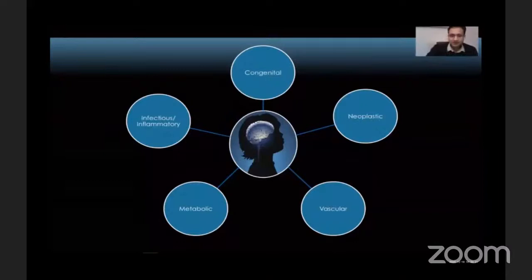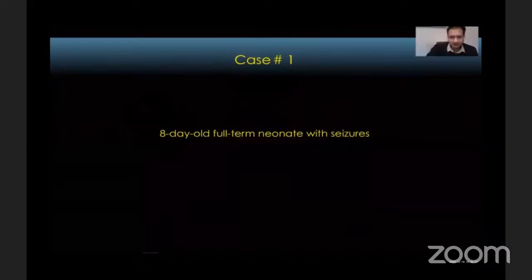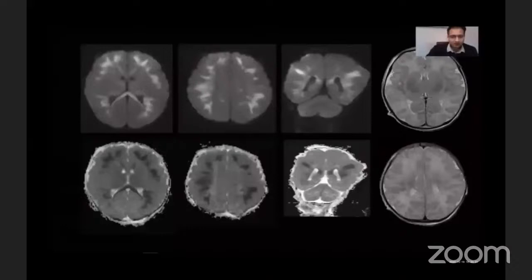So let's get started. The first case is an 8-day-old full-term neonate who presented with seizures. On the axial and coronal diffusion weighted images in the top row, we see these multifocal areas of linear and ovoid diffusion restriction involving the deep and periventricular white matter of both cerebral hemispheres. There is involvement of the corpus callosum. There may be mild hyperintensity within the deep nuclei, including the globus pallidi and thalamus. However, otherwise there is no significant deep nuclei or brainstem involvement. The T2 weighted images are essentially unremarkable, partly because of the expected T2 hyperintensity in the white matter at this age related to incomplete myelination.